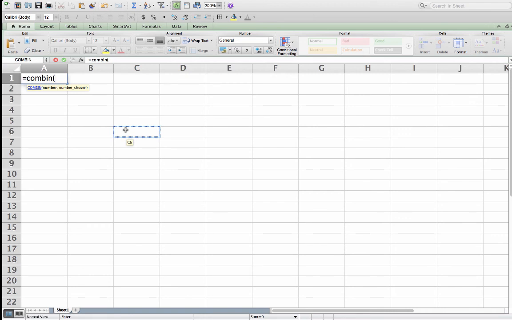So combin, parenthesis 30, 15, lo and behold, that gives us the number of outcomes in the event. We now take that expression and divide by 2 raised to the 30th power, again using caret for exponentiation. Sure enough, that gives us the same answer as Google did.